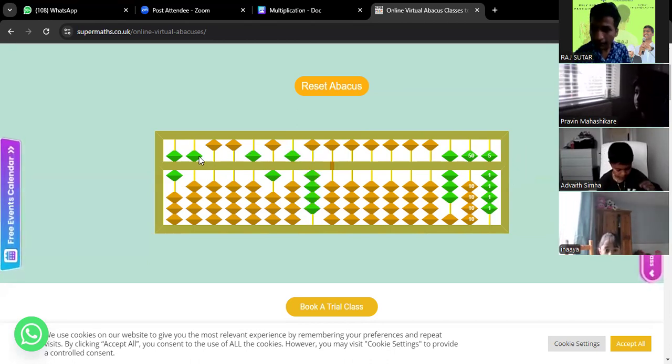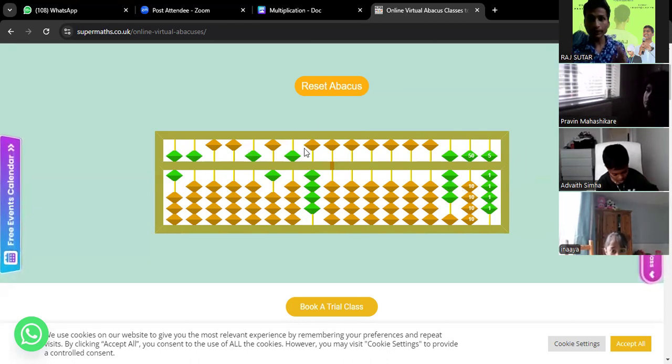Now I have to multiply by 5. So I will do 5 multiplied by 8. When I'm using the second number of the multiplier, at that time I have to write the answer on the very next rod. Getting it? For example, I started writing the answer on the fifth rod, so when I multiply by 5, I'll write the answer from the fourth rod. Getting it, Pranil, Advait?